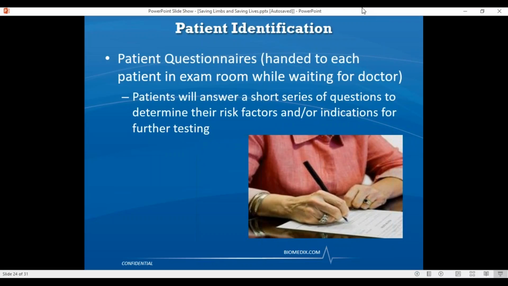The patient questionnaires are a great tool for determining risk factors and indications for PAD and CVI studies. These questionnaires can be handed to the patients after they are brought back to their exam room and are waiting for the doctor. The questionnaires help tell the patient's story, and they often yield information that he or she may not tell you directly.